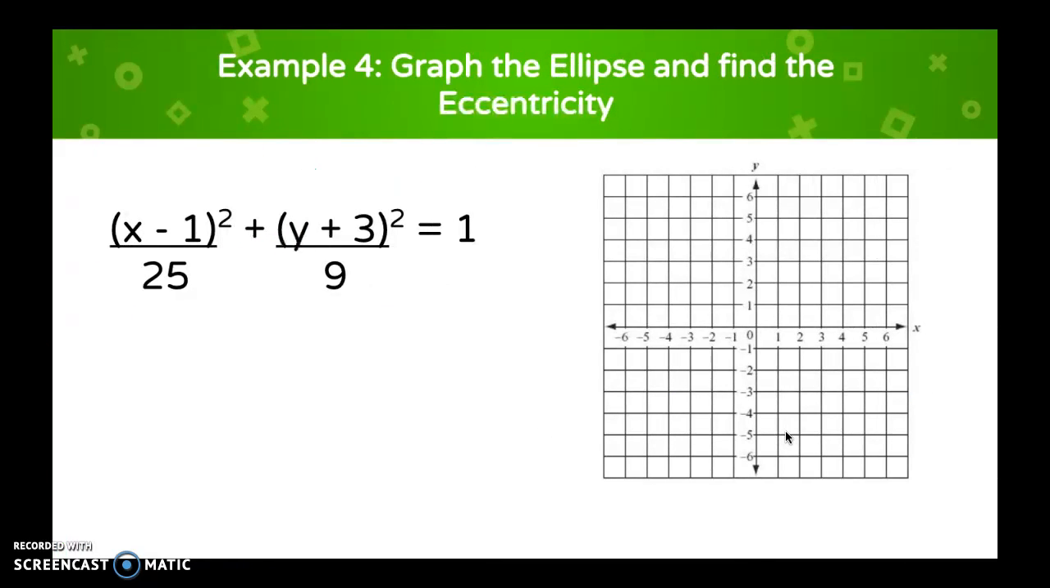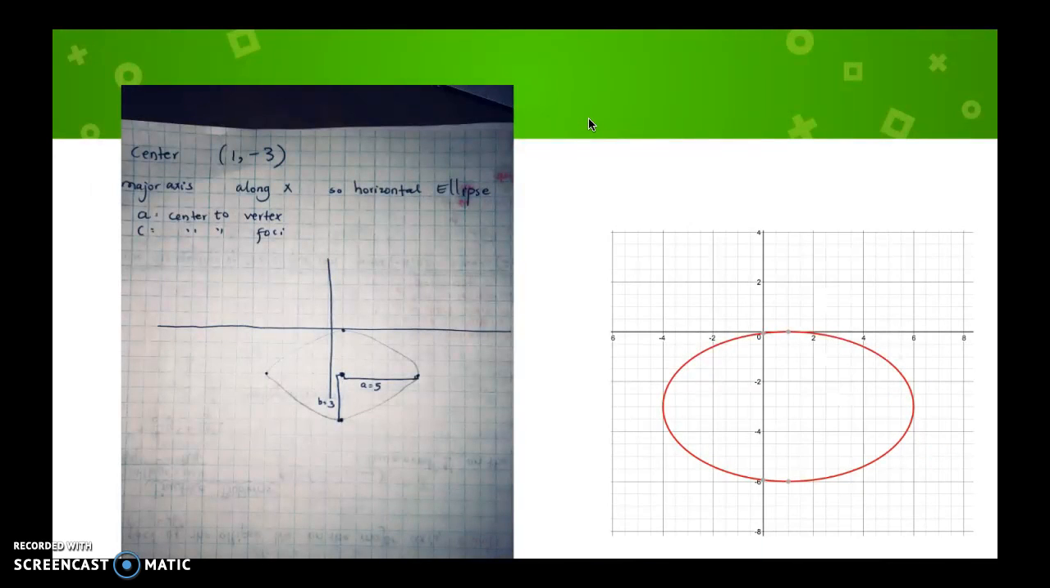Let's get into examples. Graph the ellipse and find the eccentricity. How do we do this? Pause the video, try it, and then I will talk about it in the next slide, okay? All right, I went ahead and tried it.